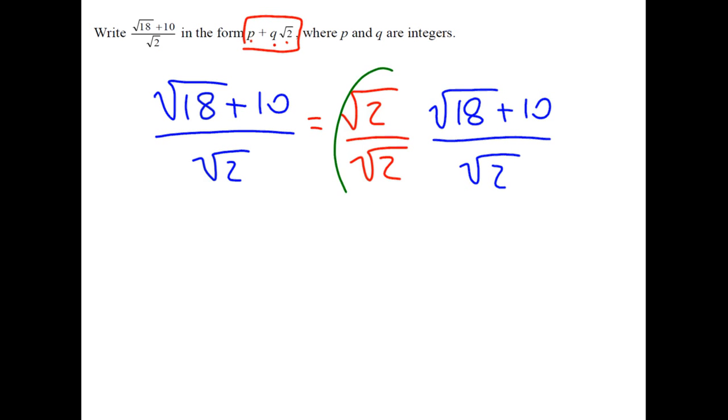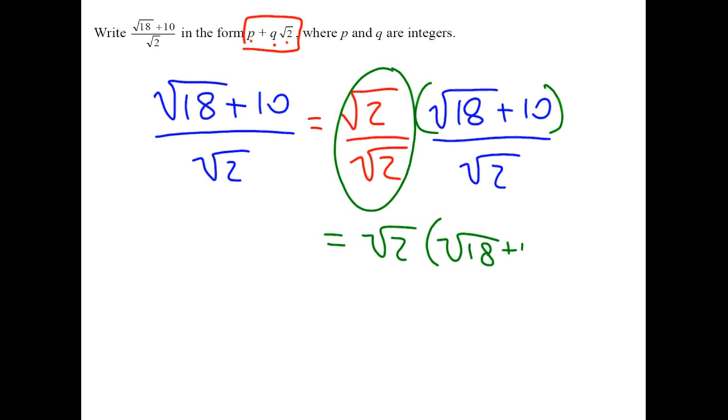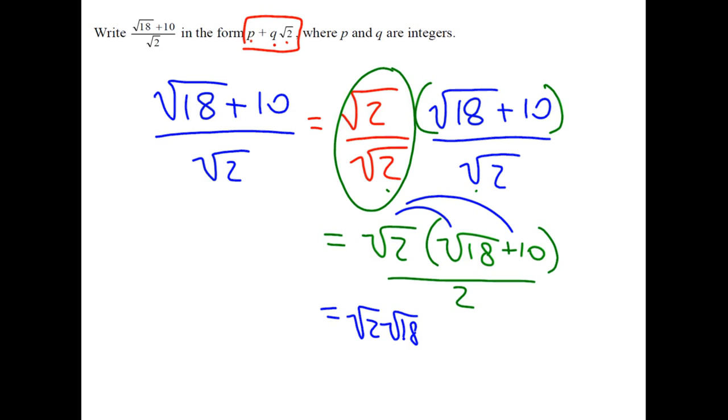Now, if we're multiplying by this, we want to multiply everything on the top by it. Okay? So that means that we're going to need a bracket. So we need a bracket here. That's going to give us root 2, root 18 plus 10. And on the bottom, root 2 times root 2 over 2. Now we expand our single bracket, half a banana. Root 2 times root 18. Okay, let me just write it out like that first, then we'll simplify.